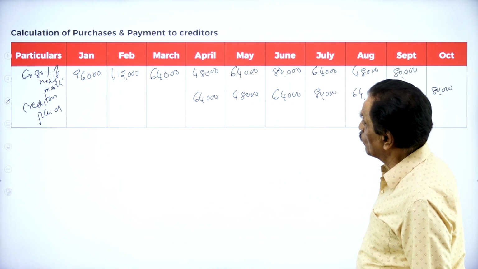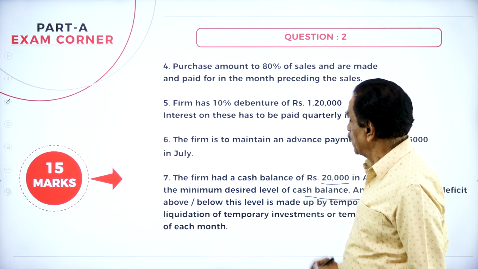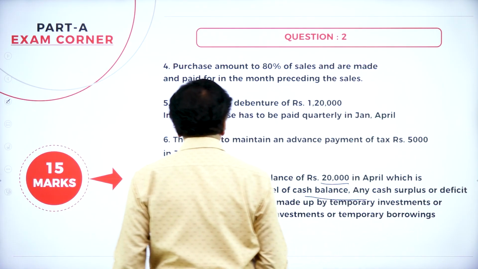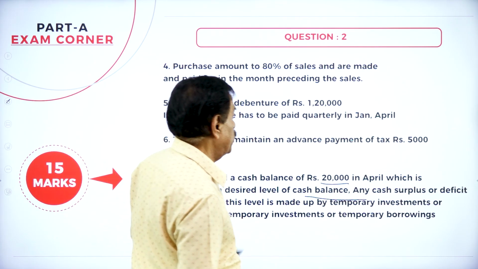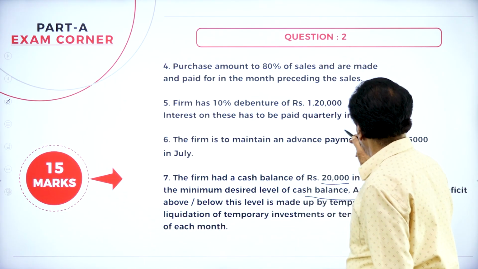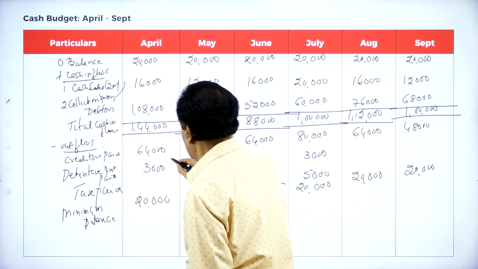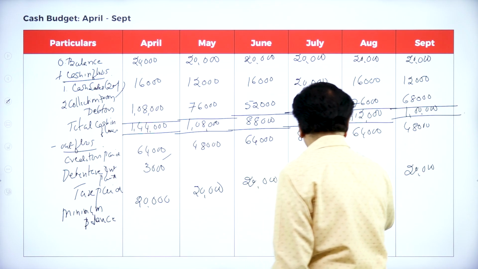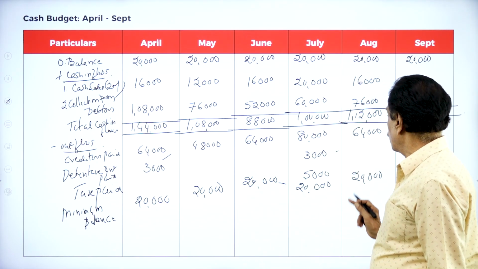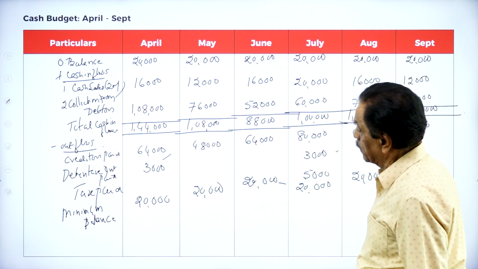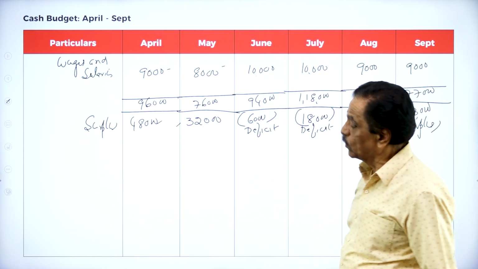See that all the outflows are taken. Okay. So here advance tax is only 4,000. The firm has a 10% debenture, so quarterly 12,000, once in 3 months I pay. I paid 3,000 in April, 3,000 in July. So another outflow of 3,000 next month. So this is the type you have to do.